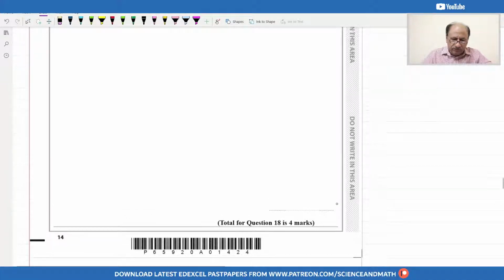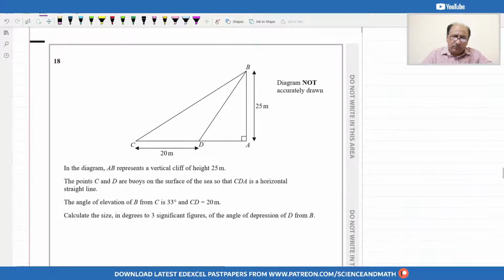Now the next question contains what we discussed, angle of elevation and angle of depression, and this is a question we have taken from Edexcel GCSE, IGCSE basically. This question is saying in the diagram AB represents a vertical cliff. So AB is vertical cliff, height is 25 meters. The points C and D are buoys on the surface of the sea. So C and D are these buoys.